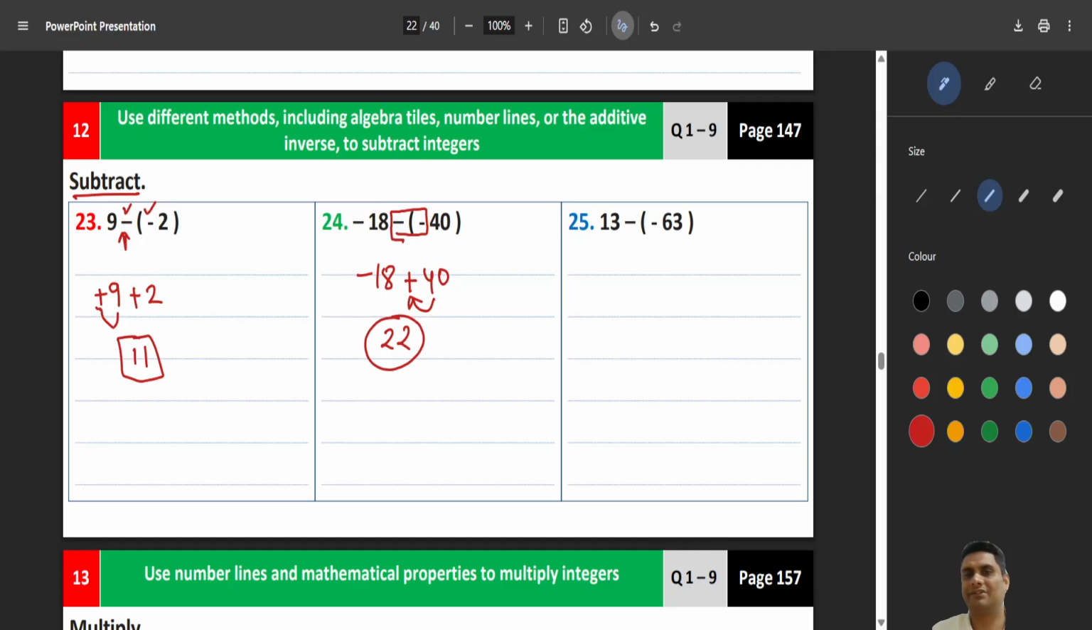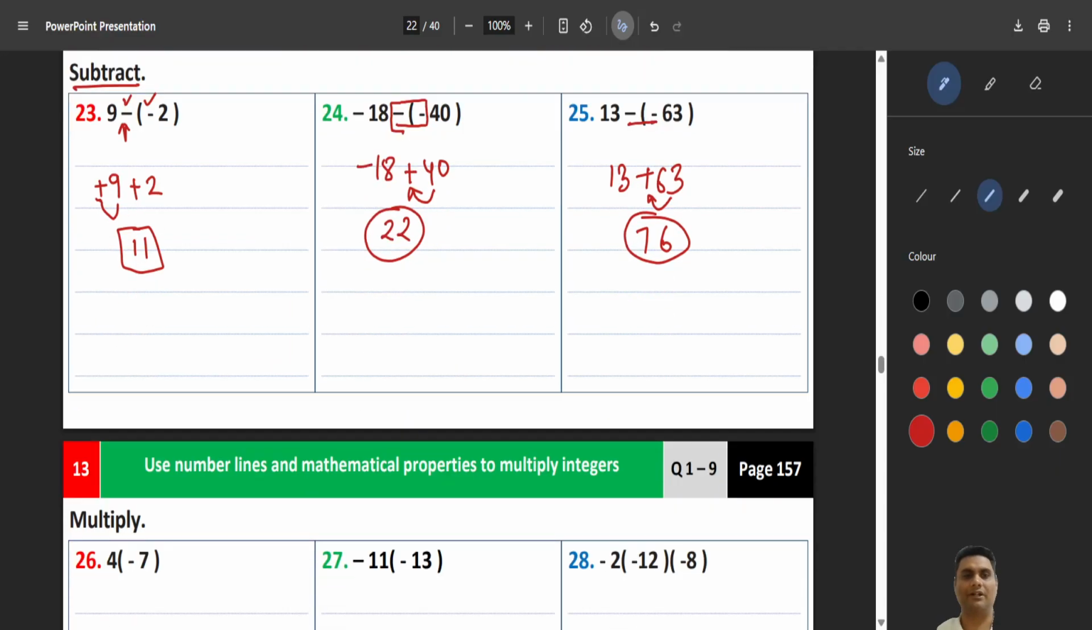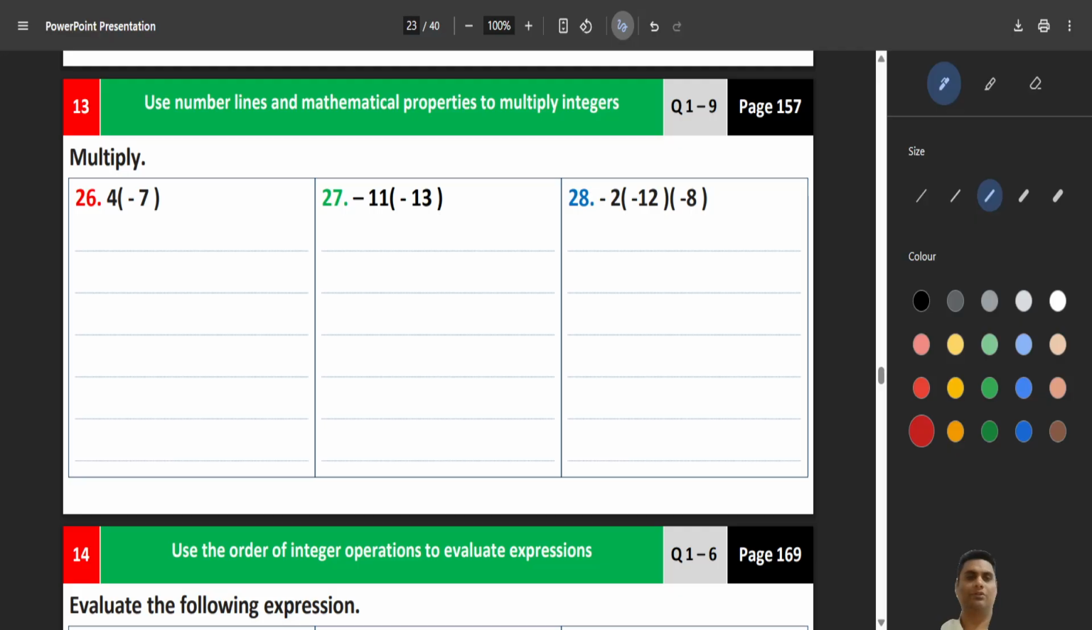13 minus minus 63. Are the two signs same or different? Same. So this will become plus. 13 plus 63, 76. The bigger number has plus. The answer will remain plus. So if you just follow the rules, these questions are very easy. Okay. So we have completed 12 questions from the exam until now. Now I will be starting with the 13th question.